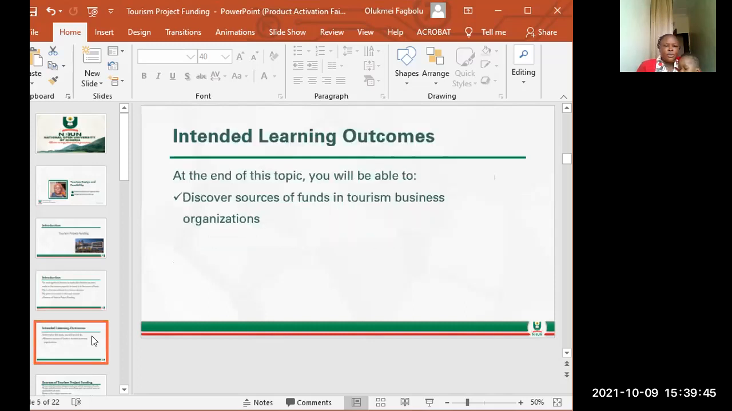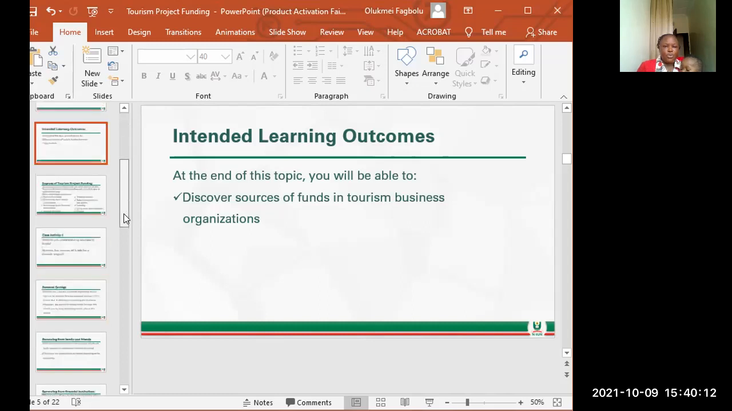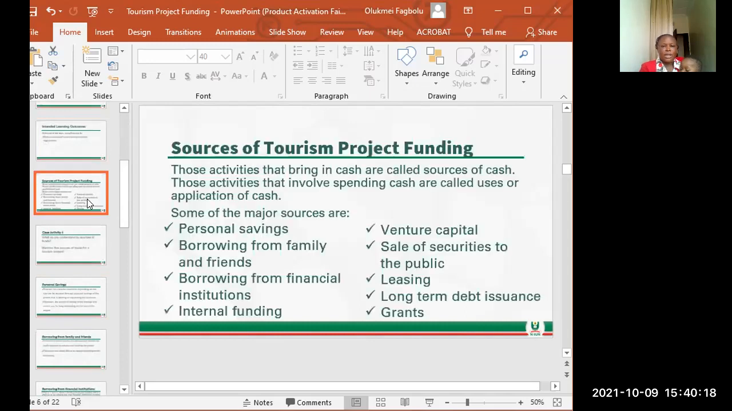Now, at the end of the topic, you are supposed to discover sources of funds in tourism business organizations. How and where can tourism business investors source for funds? That is what we want to look at. So by the time we finish this discussion, you should be able to know how and where we tourism professionals can seek funds when we want to establish or expand our business.